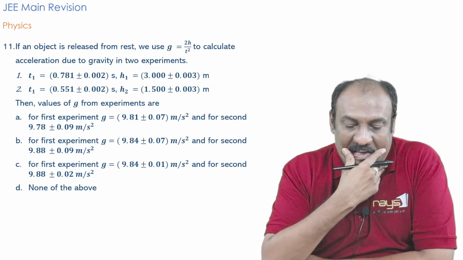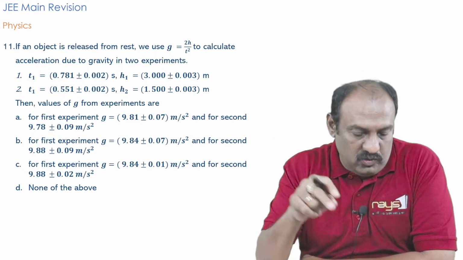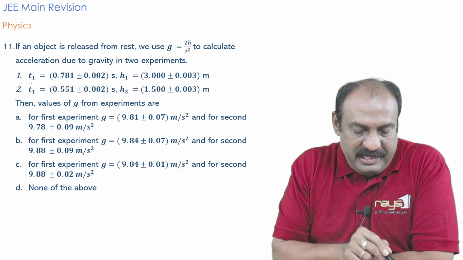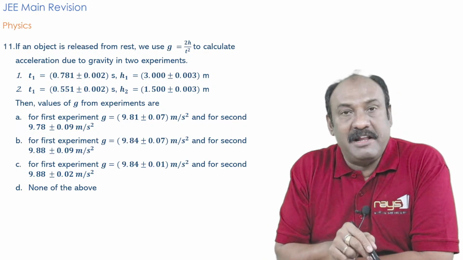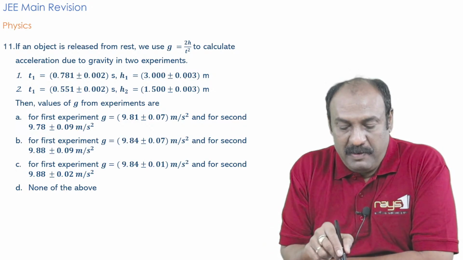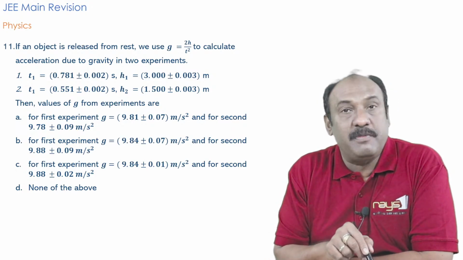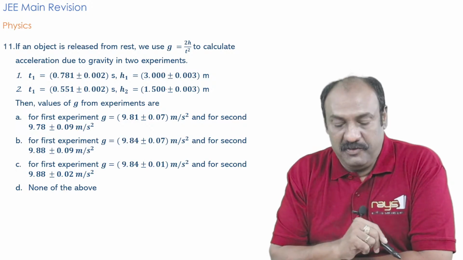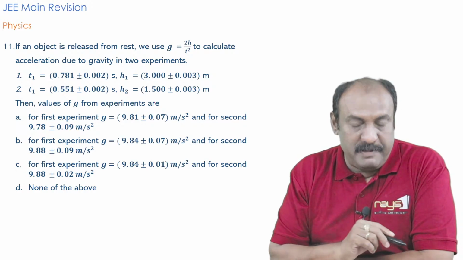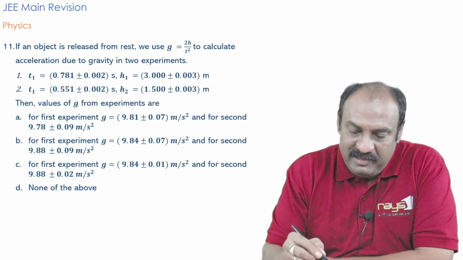An object is released from rest. Use g equal to 2h by t square to calculate acceleration due to gravity in the 2 experiments. Here T1 is given as 0.781 plus or minus 0.002 seconds and H1 equal to 3 plus or minus 0.003 meter. For the second experiment, T2 is 0.551 plus or minus 0.002 seconds, H2 is 1.5 plus or minus 0.003 meters. Then the values of g from the experiments are. So what g value is given?